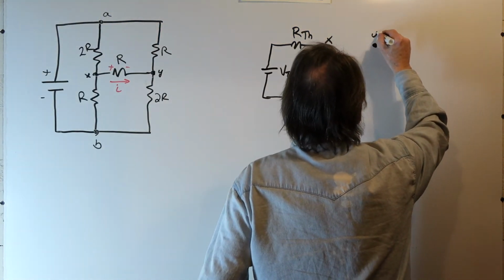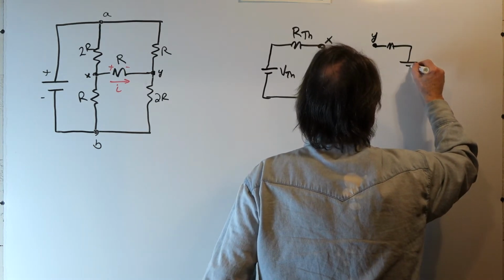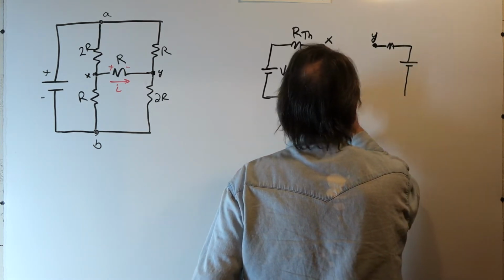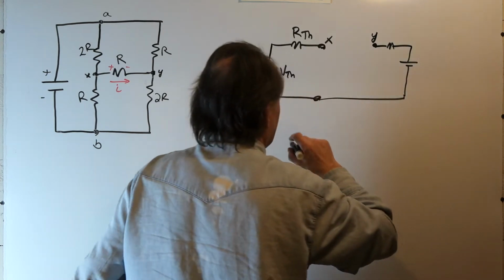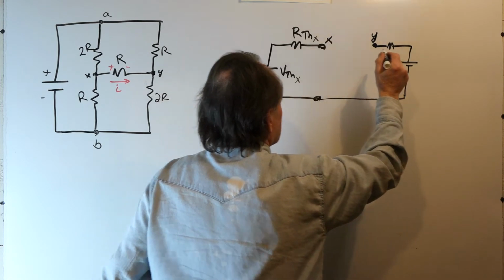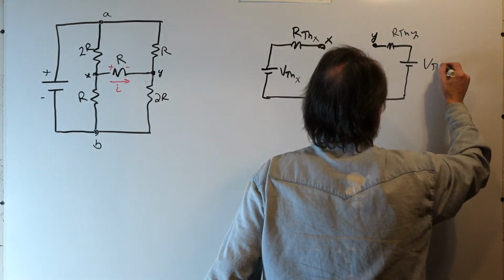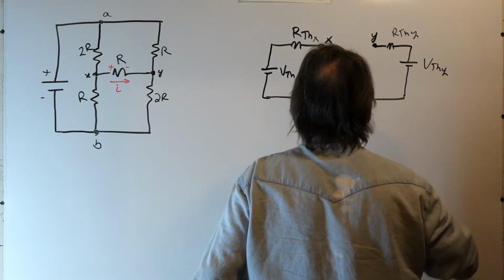If I look back into node Y, I'm going to also see a Thevenin voltage source and resistance, but they might not be the same. I'll call this VTHX, RTHX. This will be RTHY and VTHY. We need to solve for those.